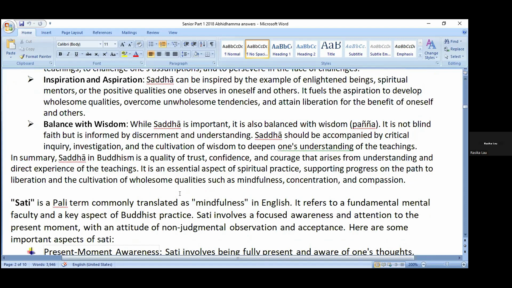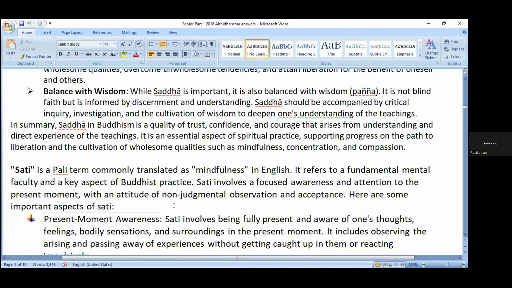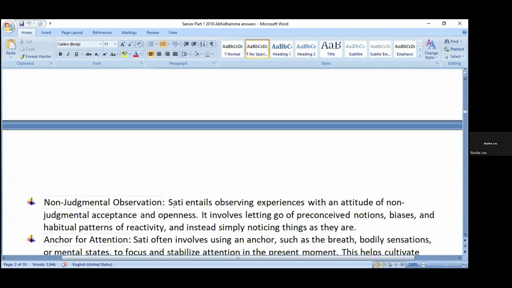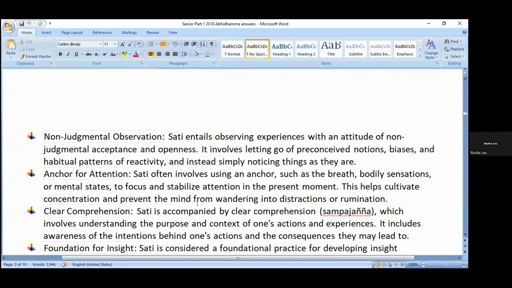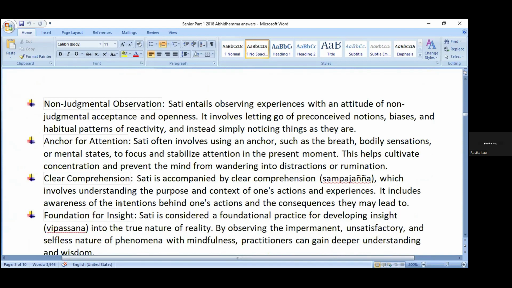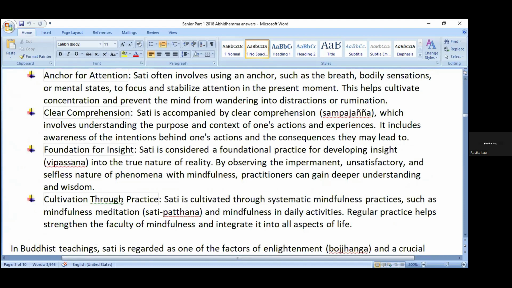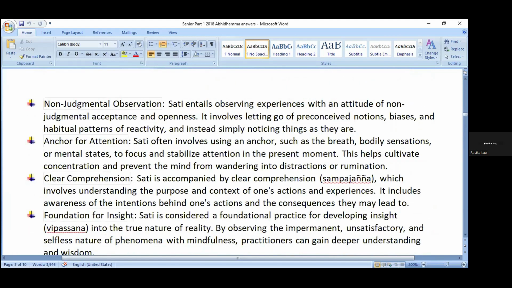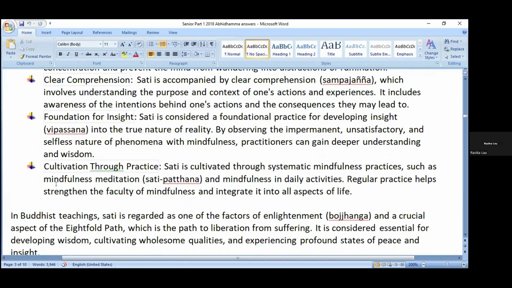So next one, Sati. Sati is called mindfulness. So it's another fundamental mental faculty. And then what are they? They are present moment awareness, non-judgmental observation, anchor for attention, clear comprehension, foundation for insight, and cultivation. These are long-winded, taken from the source. So remember what you can write, as much as you can on each of these factors. These are extra for you to digest.